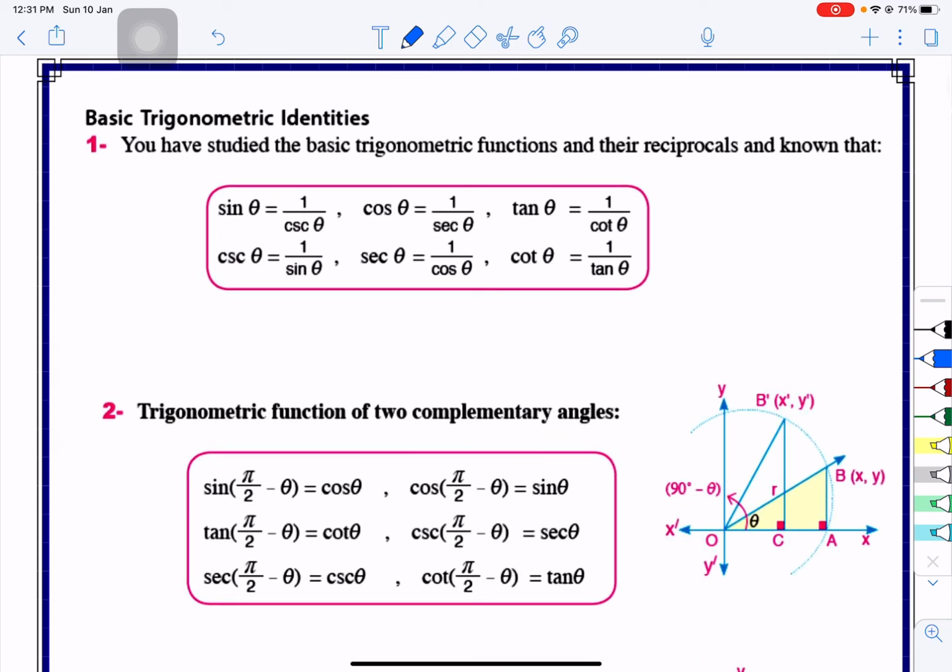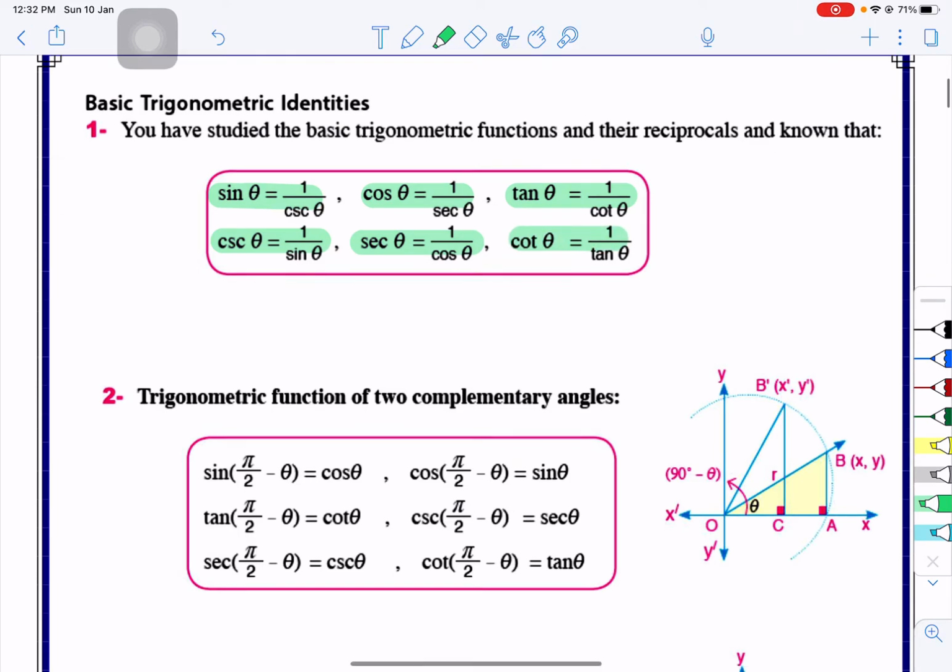The basic trigonometrical identities. First, we know that sine theta equals 1 over cosec, and cosine theta equals 1 over sec, and tan theta equals 1 over cotan. Cosec equals 1 over sine, sec equals 1 over cosine, cotan equals 1 over tan.